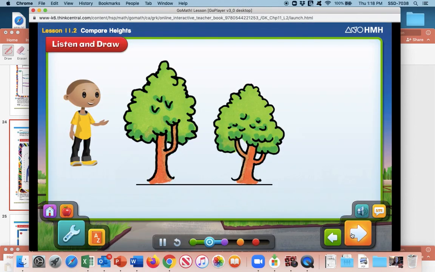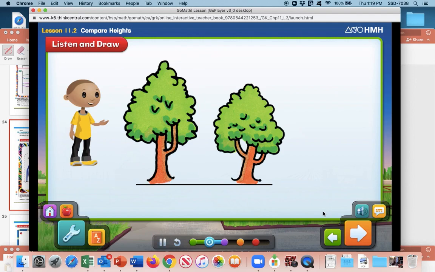Two trees are next to each other in Ben's yard. He wants to know which tree is taller. How can he tell? The height of a tree is how tall the tree is. To compare heights, the objects should line up at the same place. The trees in Ben's yard are right next to each other, so they both start at ground level. The object that goes up higher is taller. You can look at the tops of the trees to find the one that's taller. The tree on the left is higher than the other tree, so it's taller.